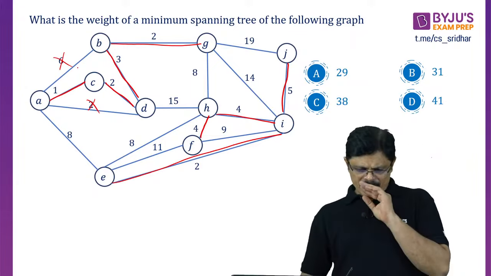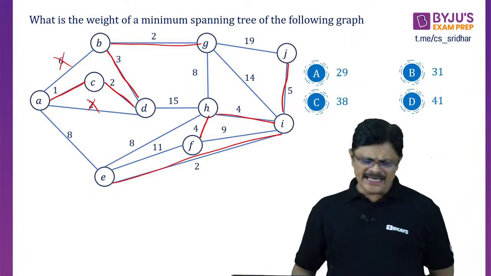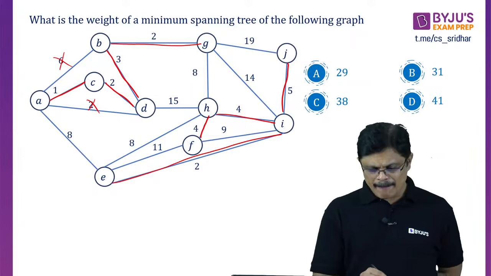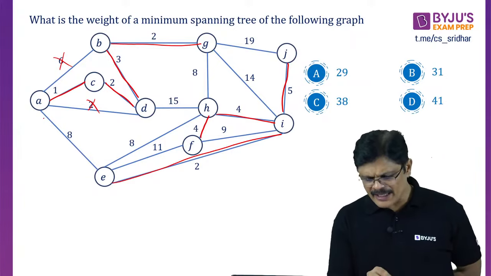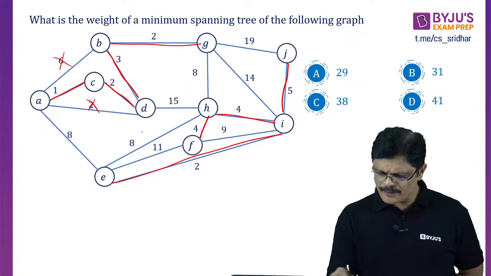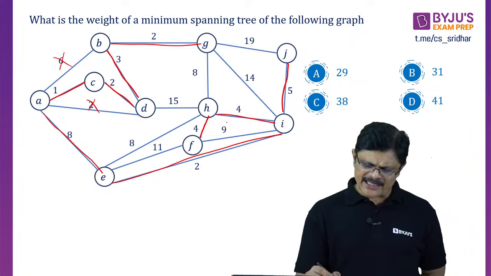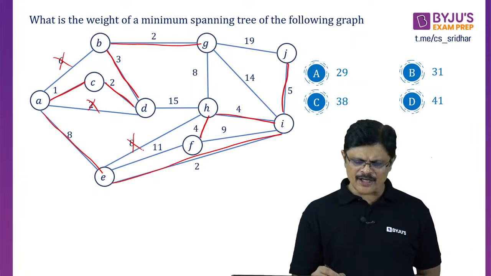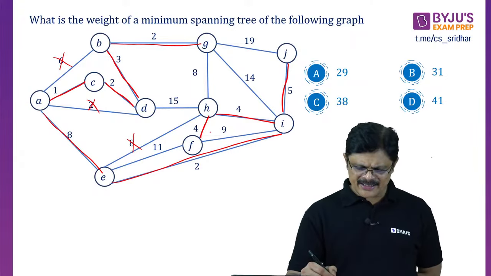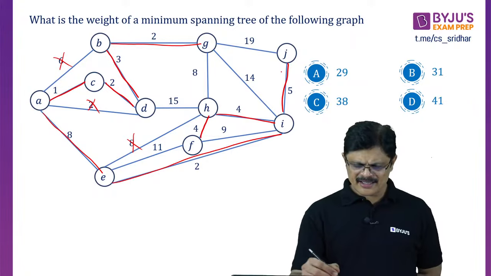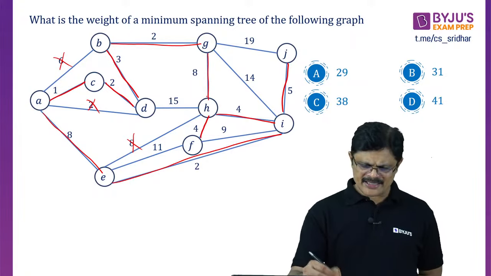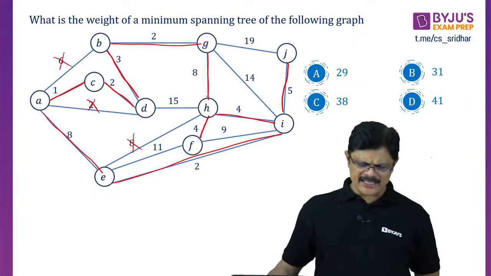Is there a 7 anywhere? There is no 7. 8. There are 3 8's. But will this create a cycle? No. We are not creating any cycle, so this 8 can be selected. But if you select this 8, there is a cycle created. This 8 cannot be selected. This 8 will create a cycle, sir. This 8 will not create a cycle. Check whether it creates a cycle or not.